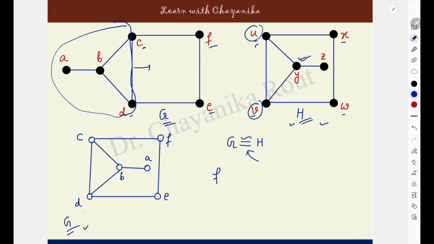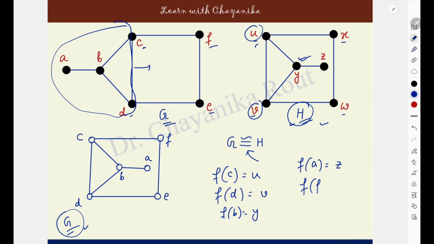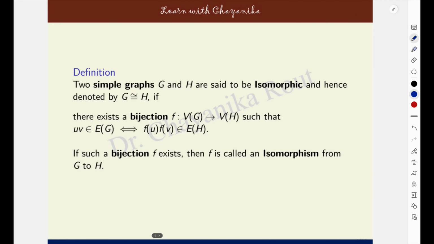So now you see the redrawn figure of G and the given graph H. So you can just easily map the corresponding vertices. C is mapped to U, D has the image V, B has the image Y, A has the image Z, F is mapped to X, and E is mapped to W. This is the isomorphism. Now we will go through the definition of isomorphism.